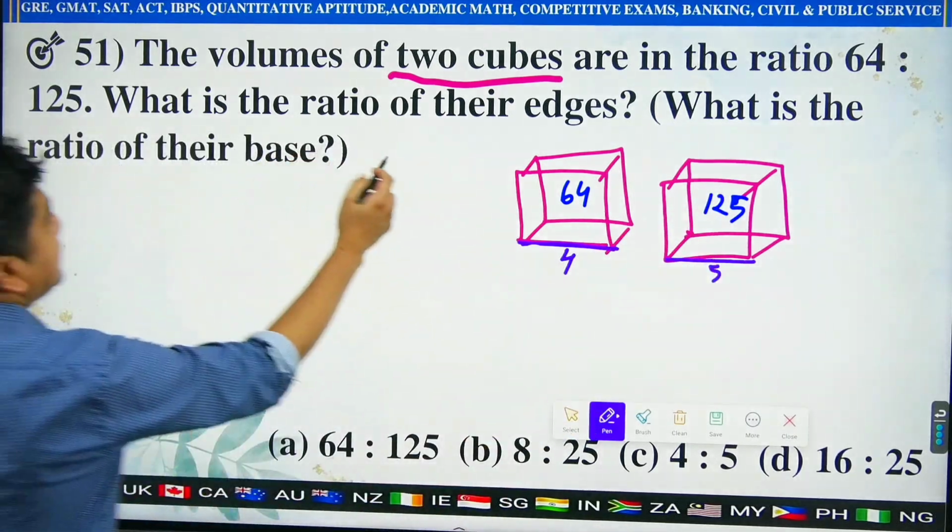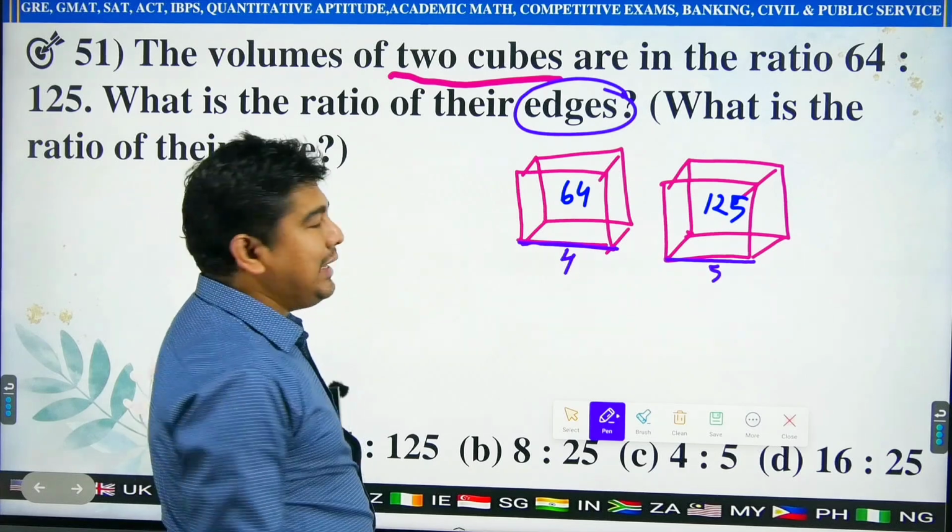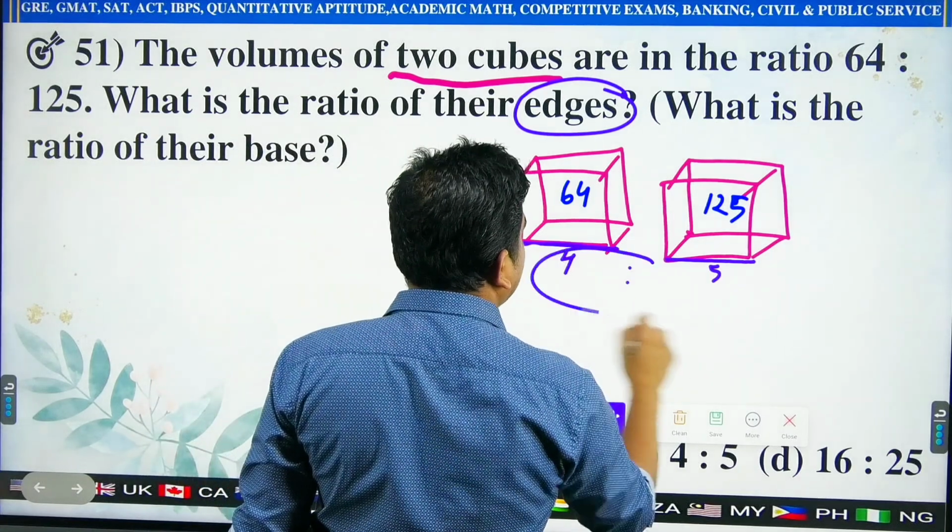Here it has been asked what is the ratio of their edges. The ratio of the edges is 4 to 5, and this is the answer.